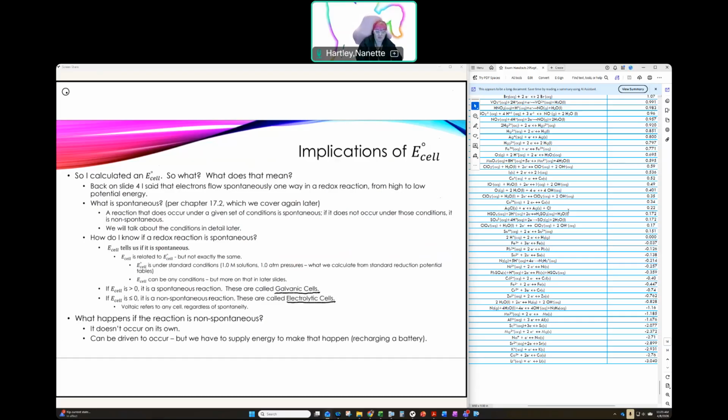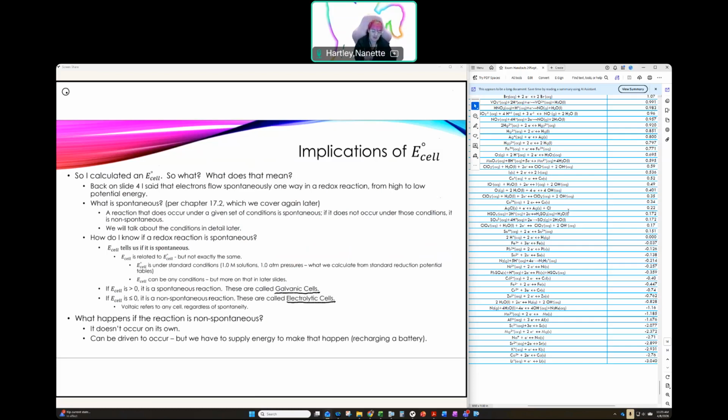Now, if a reaction is non-spontaneous, it can't occur on its own. We can make it happen. We have to supply energy to make that happen, such as recharging a battery. So we apply energy to make that go backwards. So if it's non-spontaneous, it can be driven in the way that it's written.